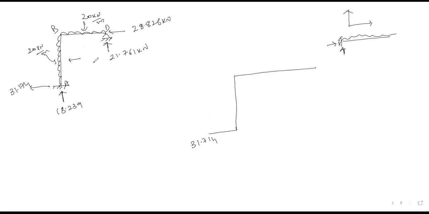So plus 31.714 minus 20 into 6, sorry, minus 20 into 3. So we will get minus 28.28. I hope it is clear to all of you.